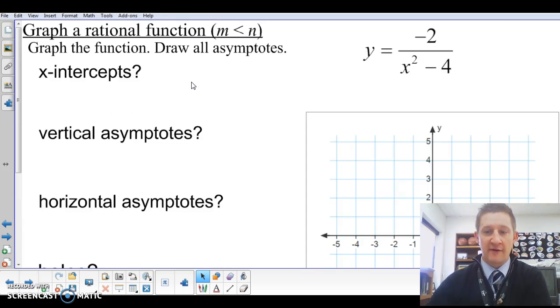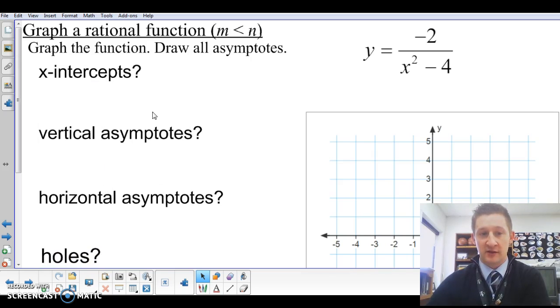So here we're asked to graph a rational function where m is less than n, meaning the degree of the numerator, in this case the degree is 0, is less than the degree of the denominator, which is 2. So things we're going to figure out: where are the x-intercepts, where are the vertical asymptotes, where are the horizontal asymptotes, and are there any holes?